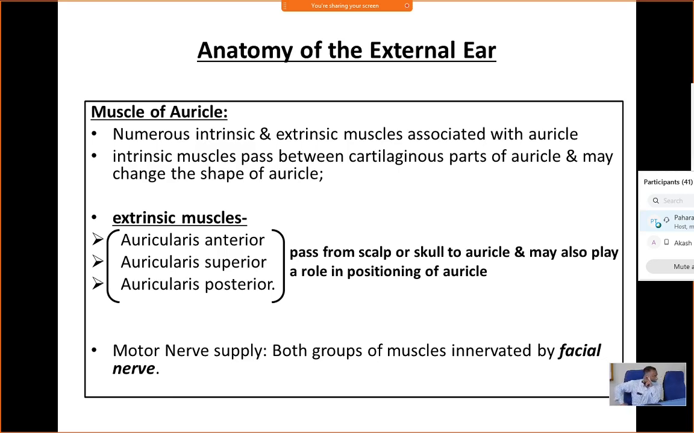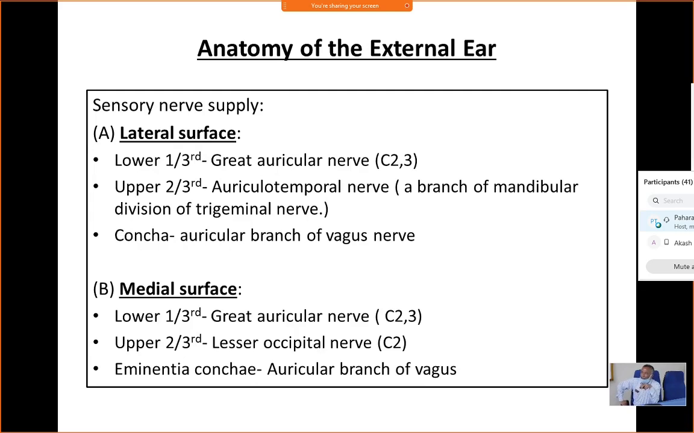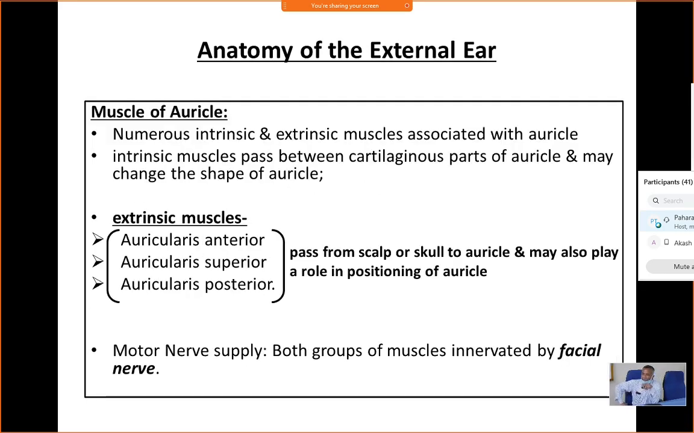Now nerve supply. The motor nerve supply, for both groups, intrinsic as well as extrinsic, is by the facial nerve. So if there is a facial nerve palsy, then the muscle tone will decrease. Then come to the sensory nerve supply; what I have said so far is the motor nerve supply.